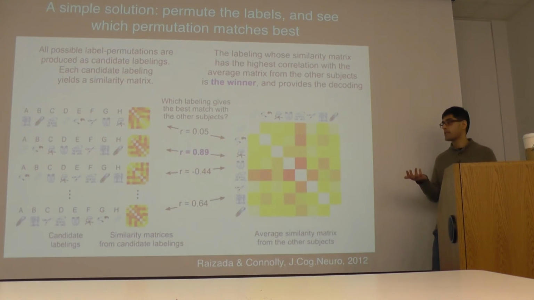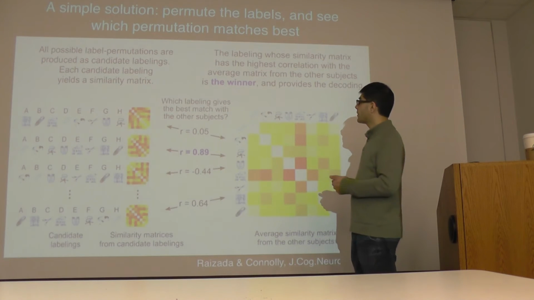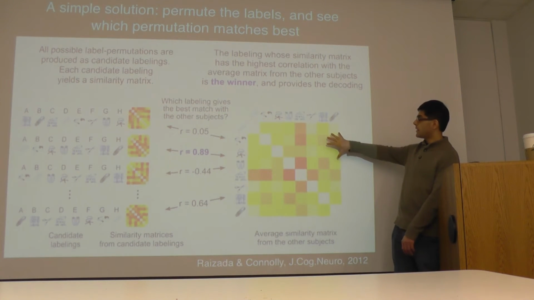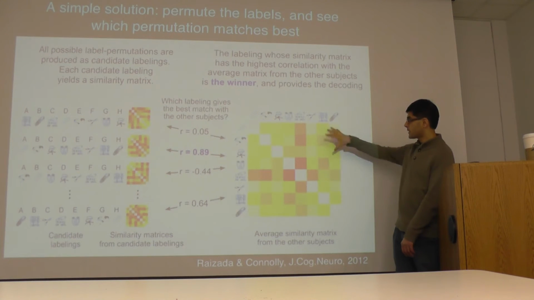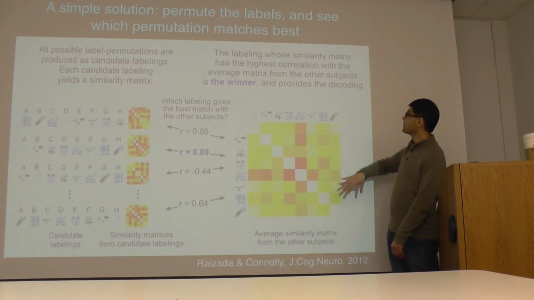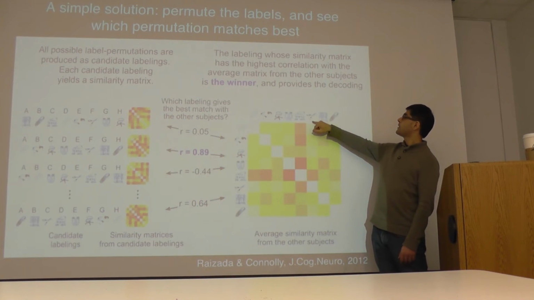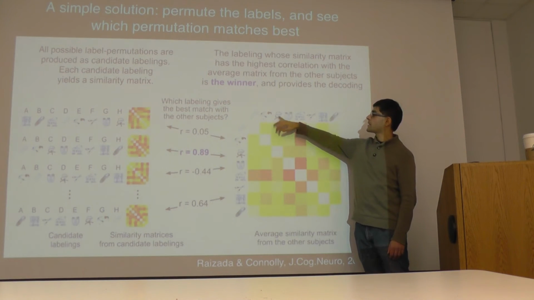In other words, I should be able to successfully decode across people. So that's what you do here. So this is the average similarity matrix from all the other people, where we actually do know the labels. So it's like shoes, scrambled pictures, scissors, houses, faces, chairs, cats, bottles.